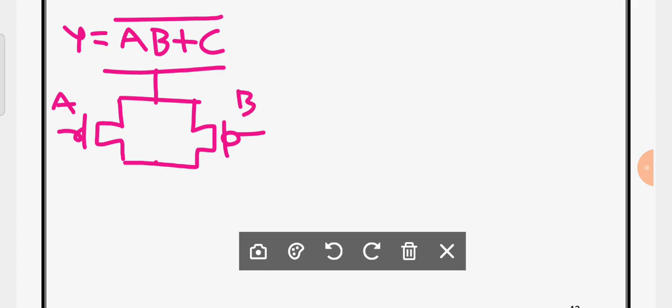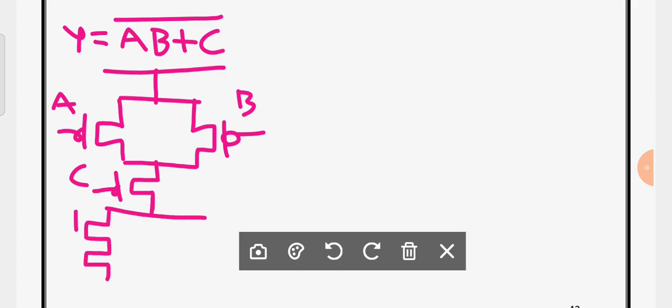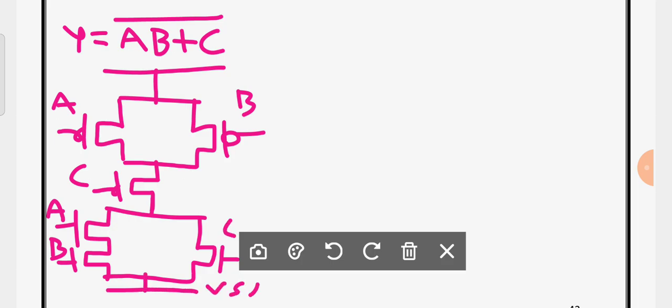Now C is in series, therefore definitely you have to consider. For NMOS, A and B should be in series, this is A and this is B, and C should be in parallel. This is, sorry for that, this is C, and this should be connected to VSS. This should be connected to VDD. The output is taken between what we'll call pull up and pull down.